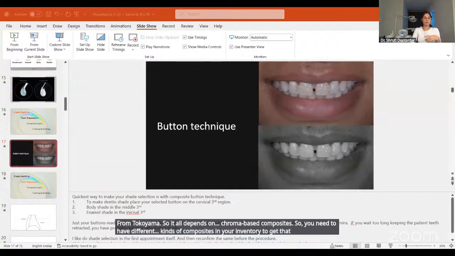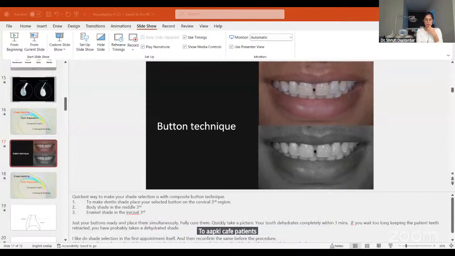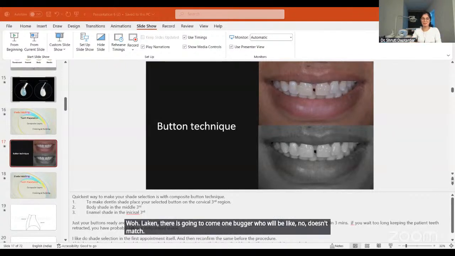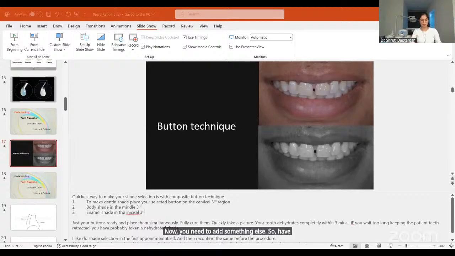If you purchase only one kit, it will be used in many of your patients, but there is going to come one buggy patient who will say, no, it doesn't match. Now you need to add something else. So have different shades of composites.